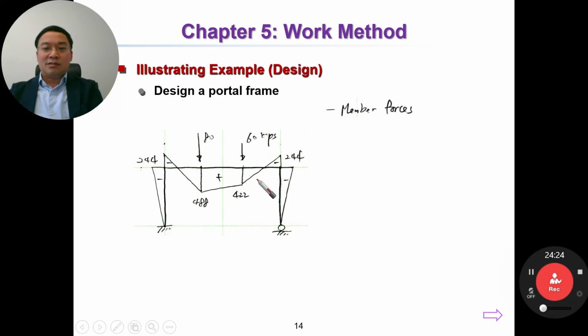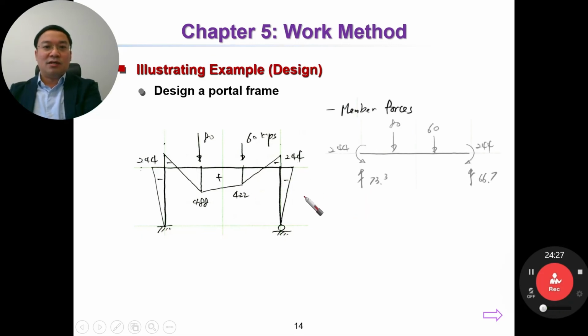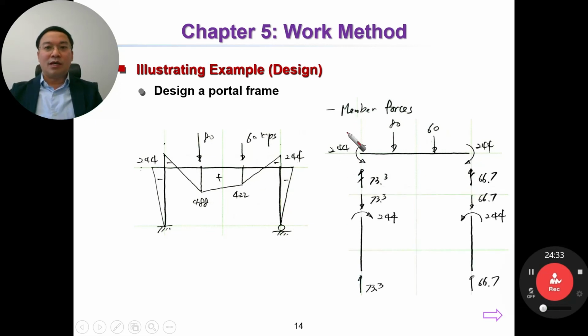And based on this moment diagram, we have the member force in the beam and in the column. Based on this diagram, we can easily determine the force in the member. Okay, you can check the force in each member, in the beam and in the column, like this. Okay, you can check by yourself. So based on this one, we can continue with the next step, design.